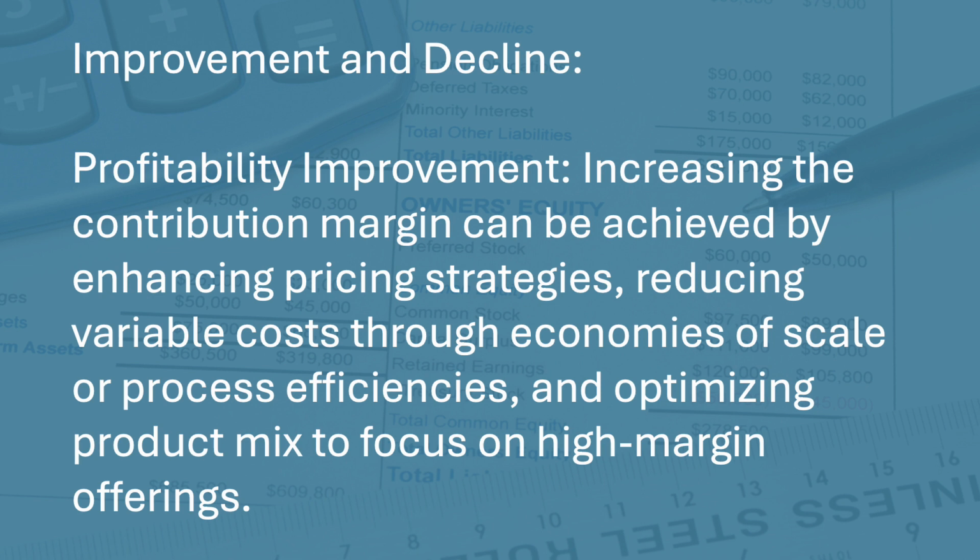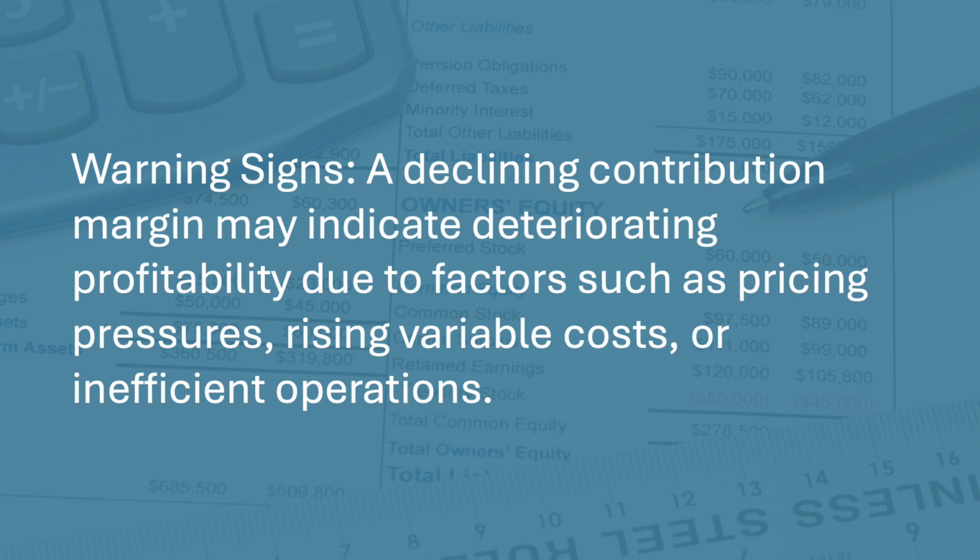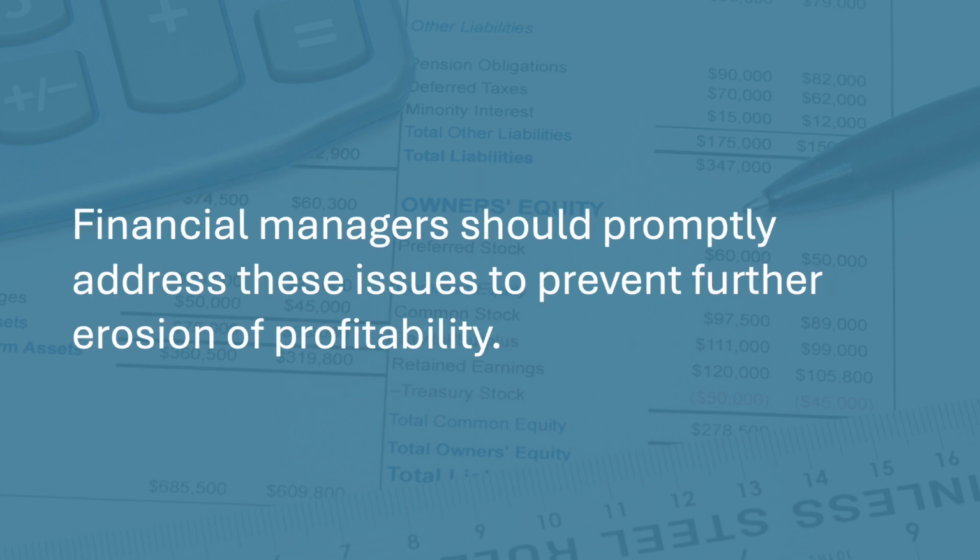Improvement and decline. Profitability improvement. Increasing the contribution margin can be achieved by enhancing pricing strategies, reducing variable costs through economies of scale or process efficiencies, and optimizing product mix to focus on high-margin offerings. Warning signs. A declining contribution margin may indicate deteriorating profitability due to factors such as pricing pressures, rising variable costs, or inefficient operations. Financial managers should promptly address these issues to prevent further erosion of profitability.